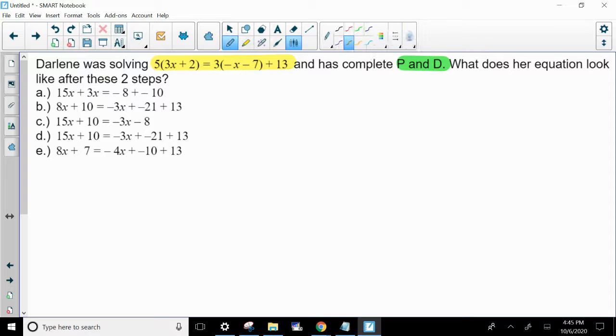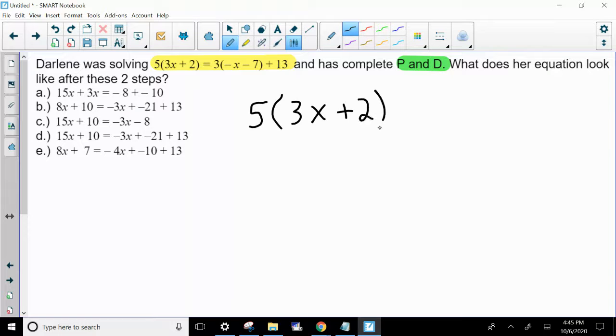So I want to begin by rewriting the equation. So we have 5(3x + 2) is equal to 3(-x - 7) + 13. All right, so step 1 is our prepare step.